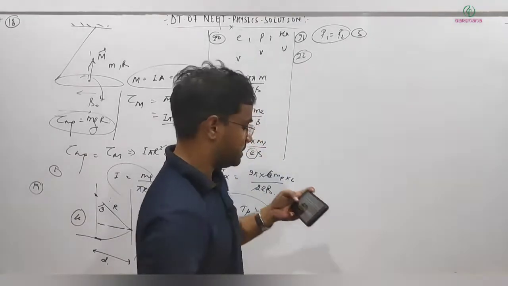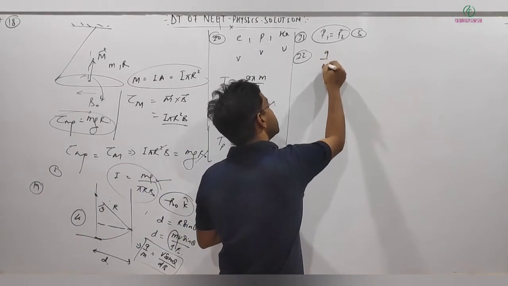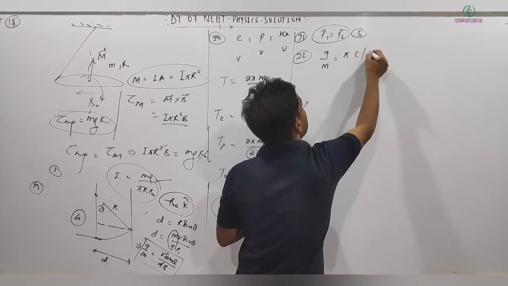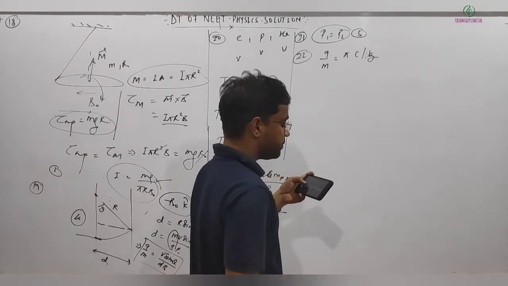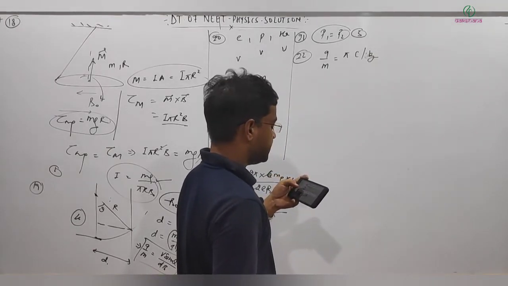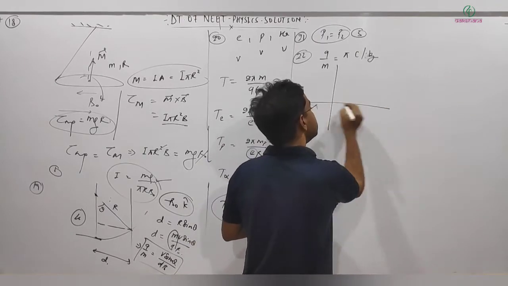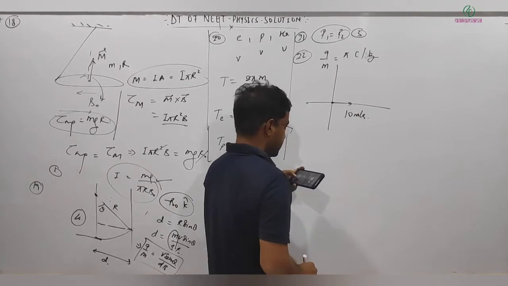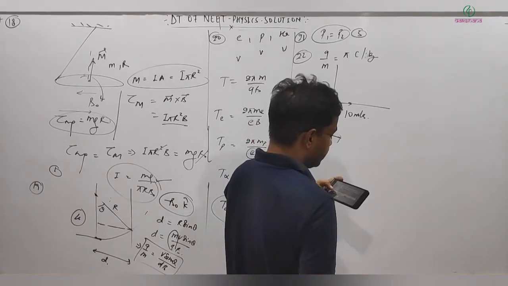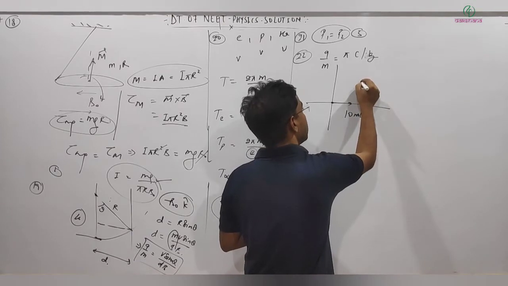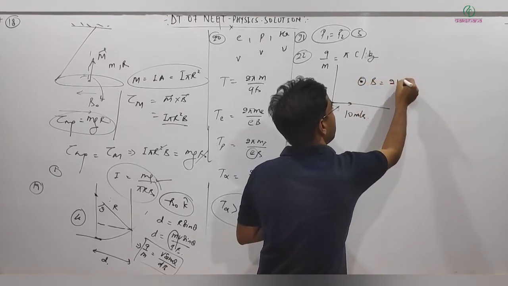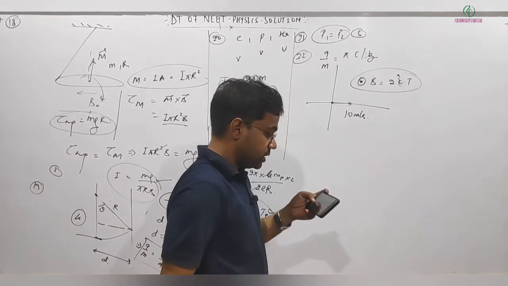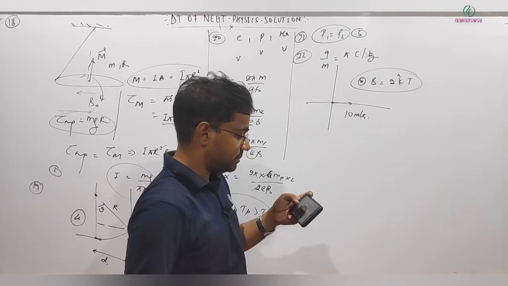Next, question number 22. A particle of specific charge equal to pi coulomb per kg is projected from the origin toward the positive x-axis with a velocity of 10 meter per second in a uniform magnetic field, B equal to 2 k cap Tesla. Then the velocity v of the particle after time t is asked.